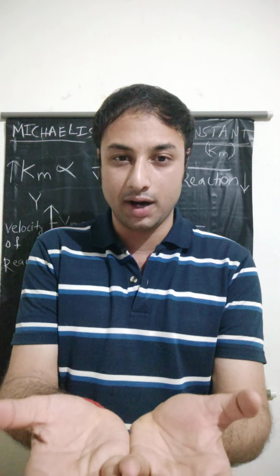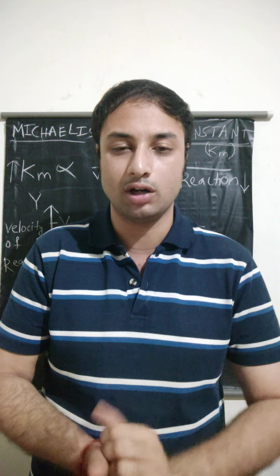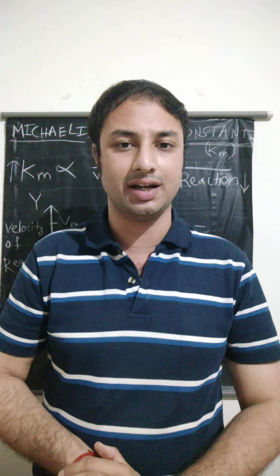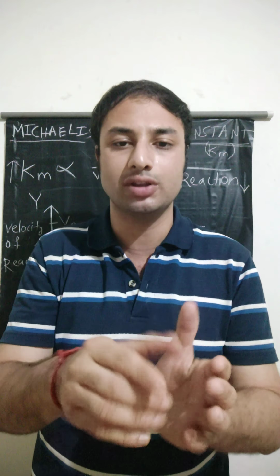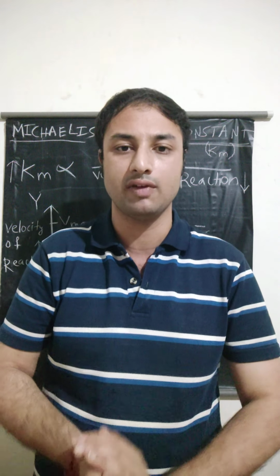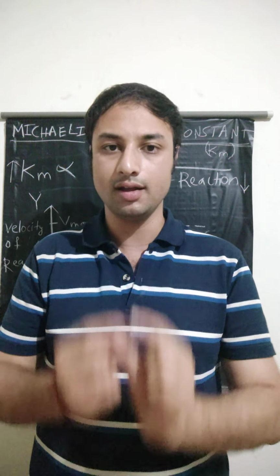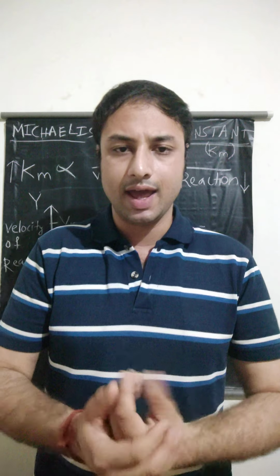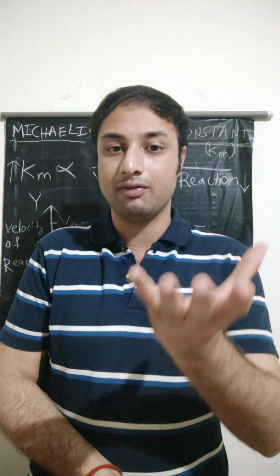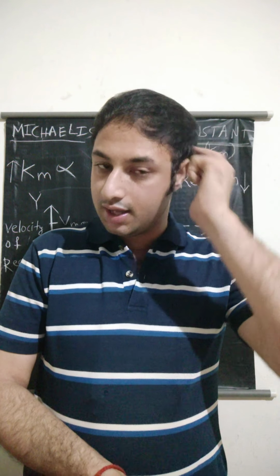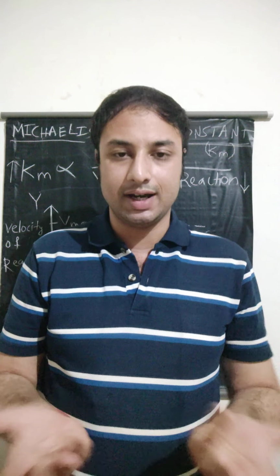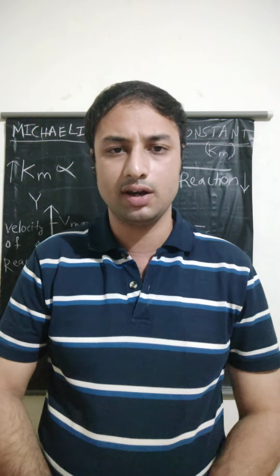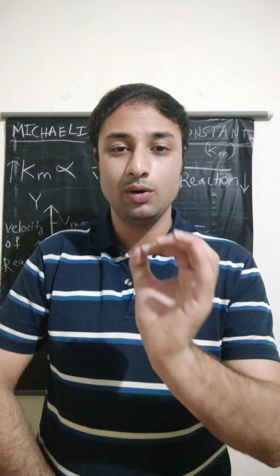One more example of negative feedback inhibition I am telling you: thyroid. If in your blood the level of thyroxine hormone increases, then what will happen? It inhibits the secretion of TRH, thyroid releasing hormone, from the hypothalamus. TRH of the hypothalamus acts on the anterior lobe of the pituitary and stimulates the secretion of TSH, thyroid stimulating hormone. Thyroid stimulating hormone acts on the thyroid and helps in secretion of thyroxine. So a high level of thyroxine in your blood inhibits the release of TRH, and if TRH will not be secreted, then TSH will also not be secreted. If TSH will not be secreted, then thyroxine will not be secreted. This is also a negative feedback inhibition.